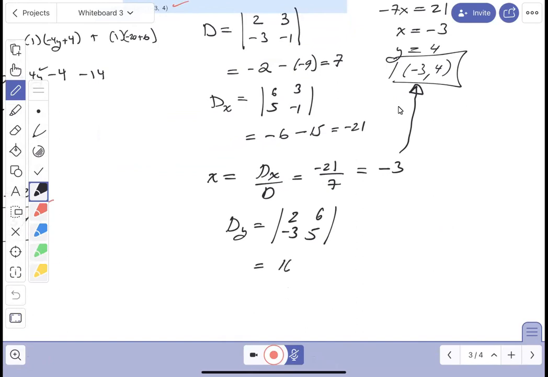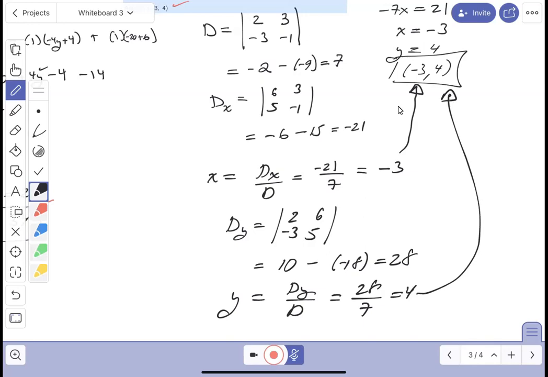2 times 5 is 10. And then minus 3 times 6 is minus 18. What does that give you? 28. Now, what's y equal to? Dy over D. What's Dy? 28. What's D? I'm looking for it. Oh, it's 7. What does this give you? 4. Are we getting the same thing? Of course we are. All right.